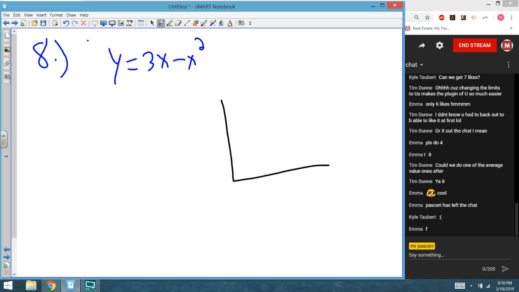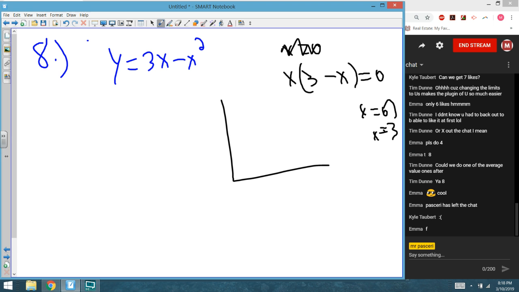So it's 3x minus x squared, and I like to set it equal to 0 just so I can see where the roots are. So I got x equals 0 for a root, and I got x equals 3 for a root.